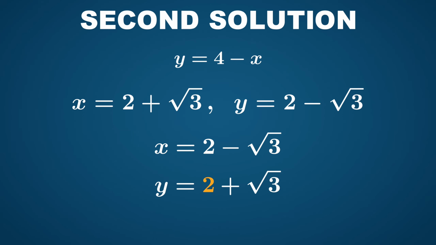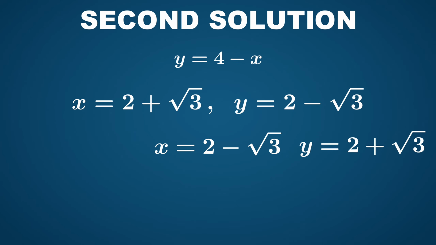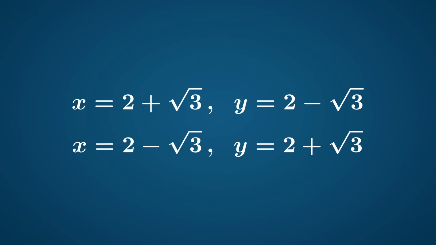We combine the integer components. 4 minus 2 is exactly 2. The positive square root of 3 term remains unchanged. The final value is 2 plus the square root of 3. This completes our second pairing. When the variable x holds the value of 2 minus the square root of 3, the variable y must hold the corresponding value of 2 plus the square root of 3.